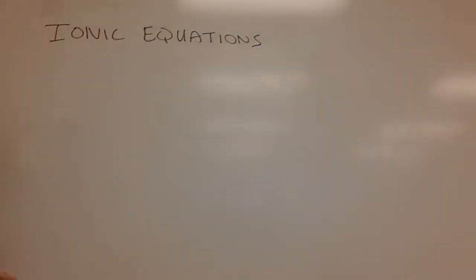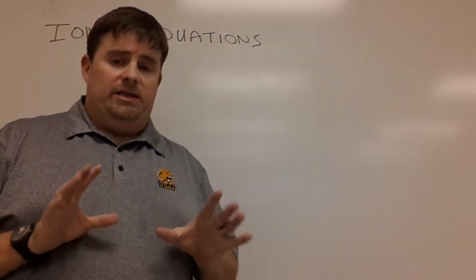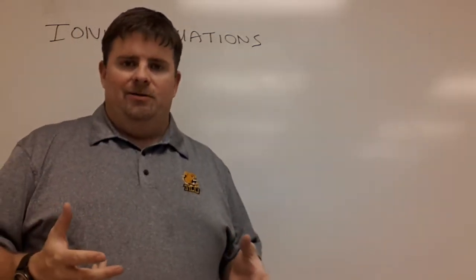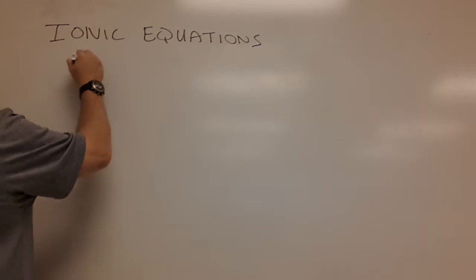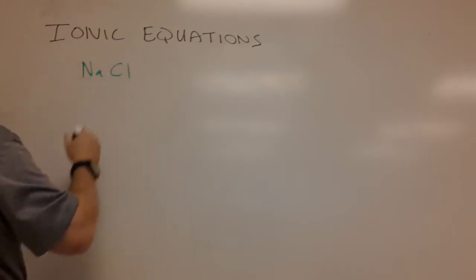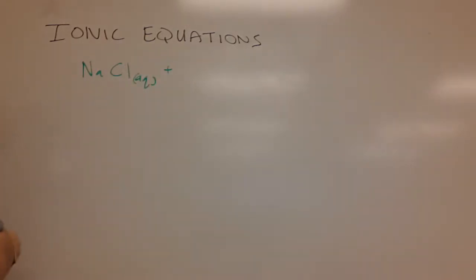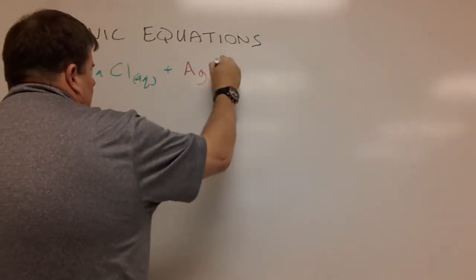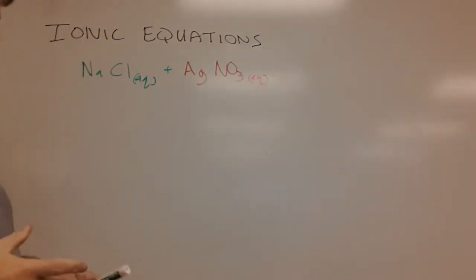Okay, ionic equations. What these are, they're kind of like the balanced equations that we've talked about before. But in this case, with ionic equations, we're really studying what's happening with the ions in each case. Okay? To give you a general idea, if I have something like sodium chloride, okay, and this is aqueous, and I react this with, say, silver nitrate, and that's aqueous, all right? What is going to happen?